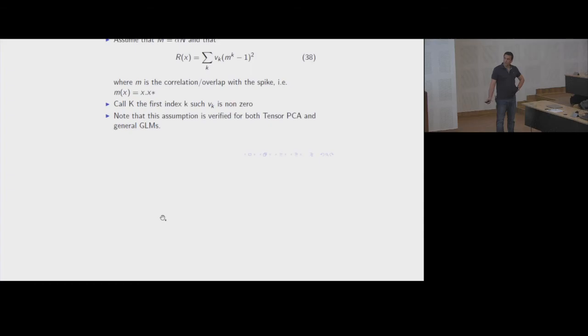Do you want me to prove the fact that R is of that form for GLMs? Okay, no, cool.